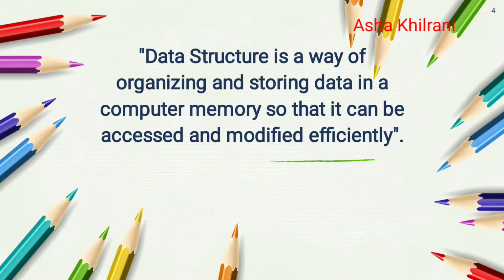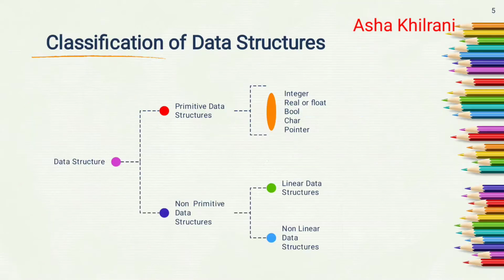In the previous video I told you the definition of data structure. Data structure is a way of organizing and storing data in computer memory so that it can be accessed and modified efficiently by the program. Data structures are mainly classified into two categories. First is primitive data structure, second is non-primitive data structure. The examples of primitive data structures are integer, real or float, bool, character, pointer. Non-primitive data structures are further classified into two categories, linear data structures and non-linear data structures.